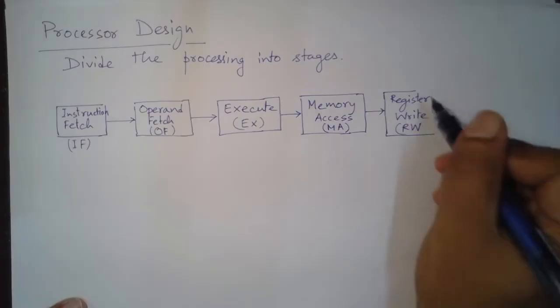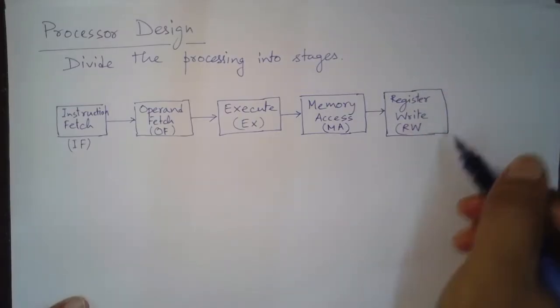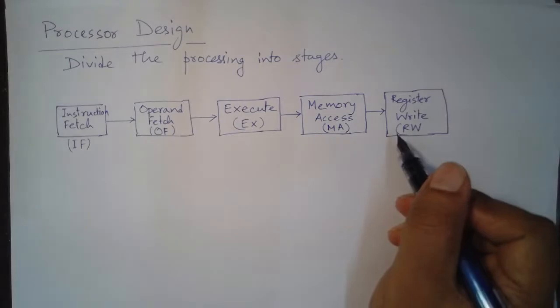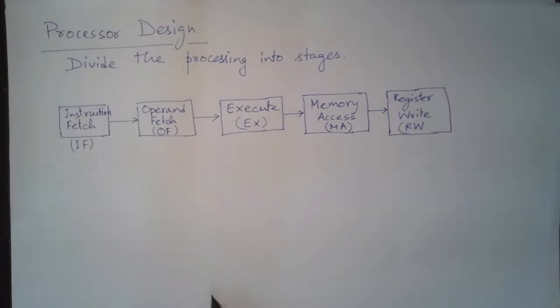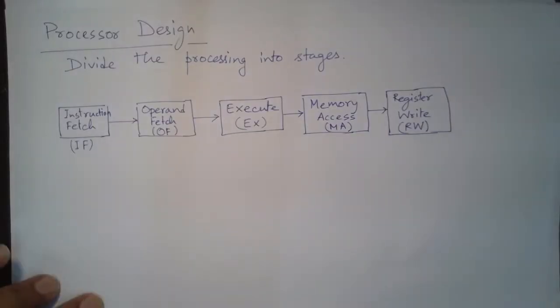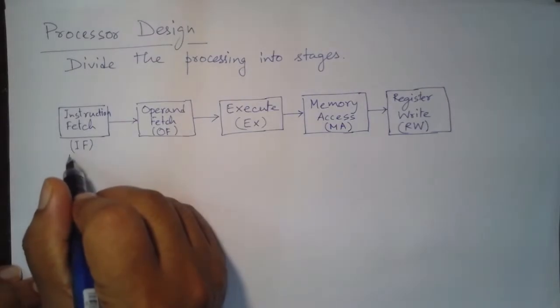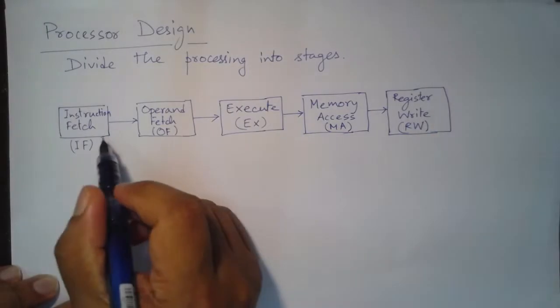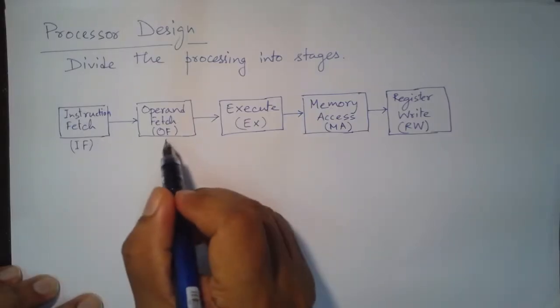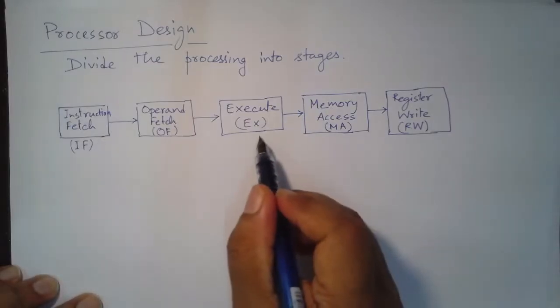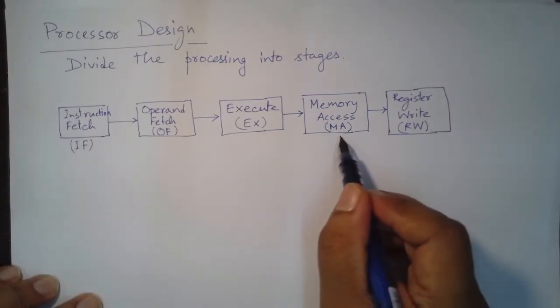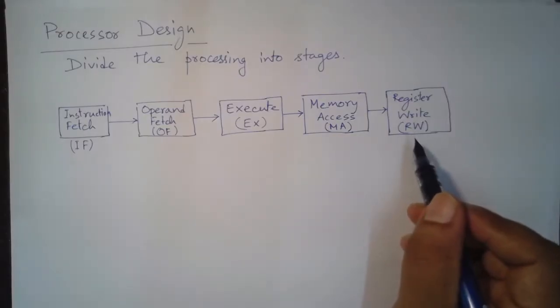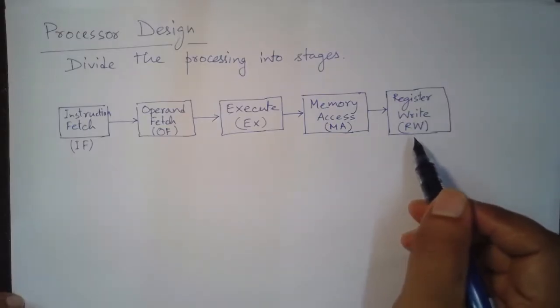While we talk about pipelining, which will be the next topic we will be discussing, we will see that maybe those exact names will be a little different, but broadly this is how we will be dividing the whole processing into 5 stages. So what are the 5 stages? We will first do the instruction fetch, followed by operand fetch, followed by execution. Then we will have a stage for memory access, for load and store kind of instructions, and then there is a register write. All right.